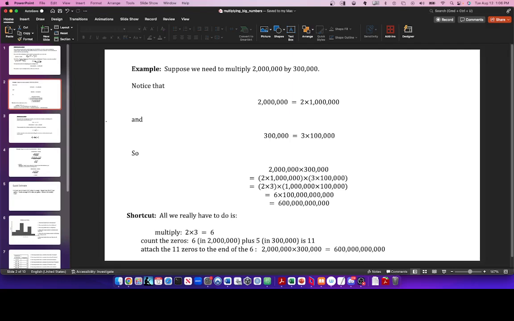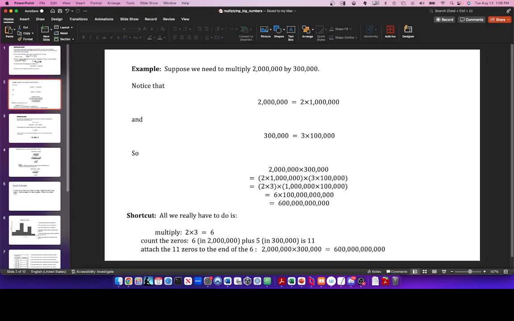Say we need to multiply these two big but simple numbers. 2,000,000 and 300,000 are big, but they all have a bunch of zeros on the end. To do that without a calculator, we could say 2,000,000 is the same as 2 times 1,000,000. Two individual millions make 2,000,000. Likewise, 3 times 100,000 is 300,000.